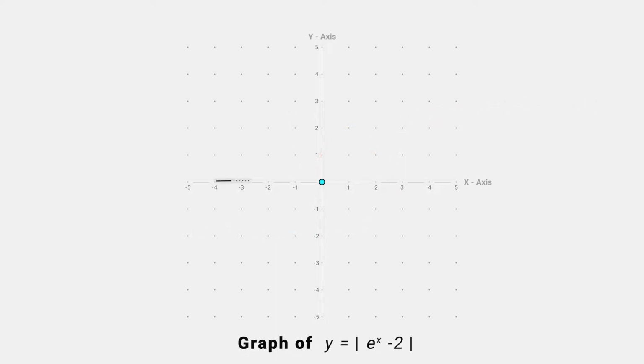Now when y = |eˣ - 2|, we have to shift the graph of eˣ 2 units downward, and after that take the image of the negative part of eˣ - 2 and use the x-axis as a plane mirror. If you don't know how to shift the graph, then watch the previous video, link in the description.